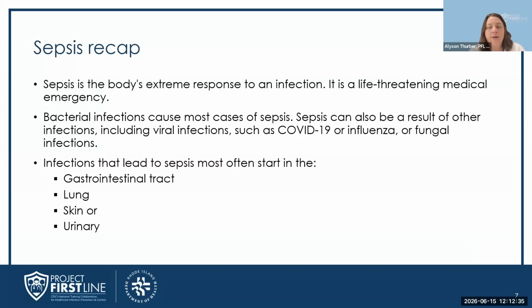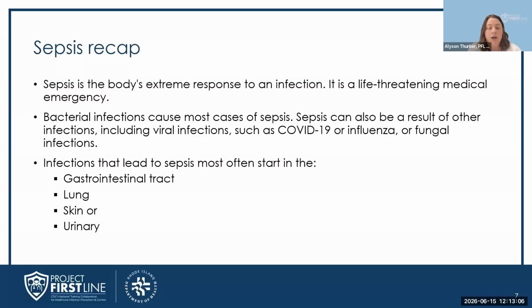So let's start by recapping some of the key take-homes from the Preventing Sepsis 1 webinar a few weeks ago that'll kind of lay the scene for our core elements. So sepsis is the body's extreme response to an infection, and it is a life-threatening medical emergency. Sepsis happens when an infection you already have triggers a chain reaction throughout your body. Without timely treatment, sepsis can lead to tissue damage, organ failure, and death.